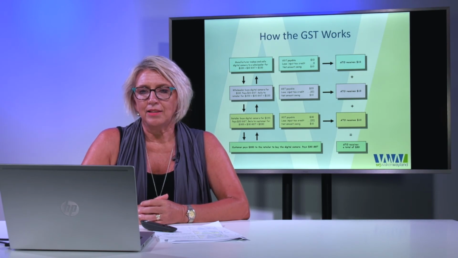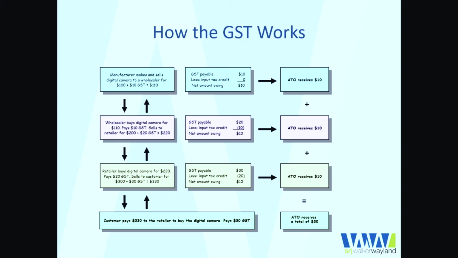So the retailer, at this particular point in time, buys the digital camera from the wholesaler for $220. So they have a $20 input tax credit. This retailer decides they're going to sell that camera for $300 plus GST. So they sell the camera by charging the $30 GST. They claim an input tax credit for the GST component they paid to the wholesaler, which was $20. So at that particular stage, another $10 is received by the ATO.